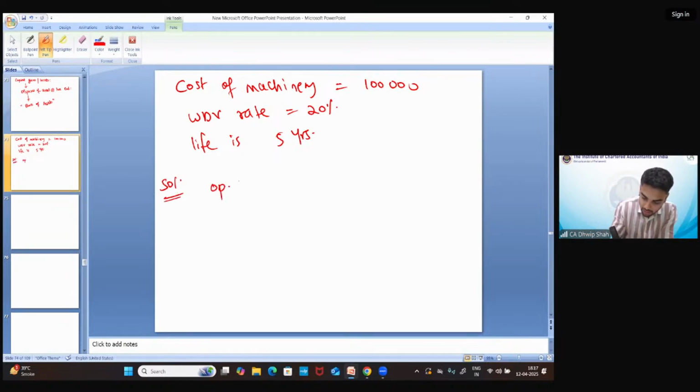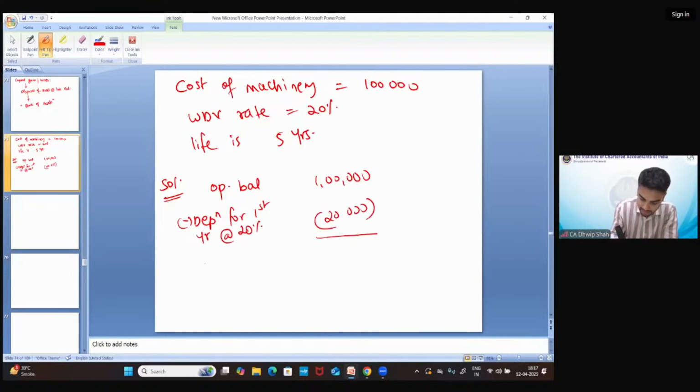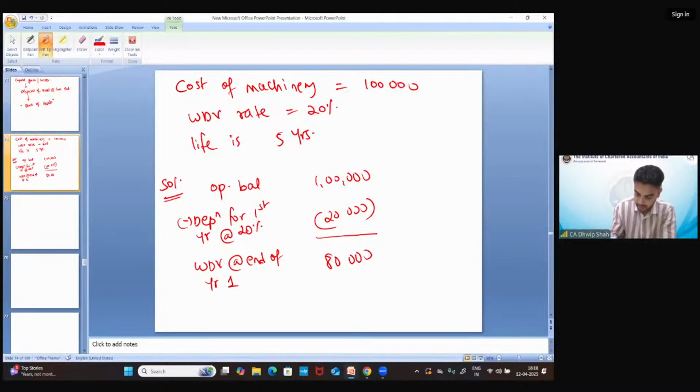You start with opening balance, which is 1 lakh. Yes or no? So less depreciation for year one. For first year 20%, 20,000. So can I say this is WDV at the end of year one? 80,000. Correct?